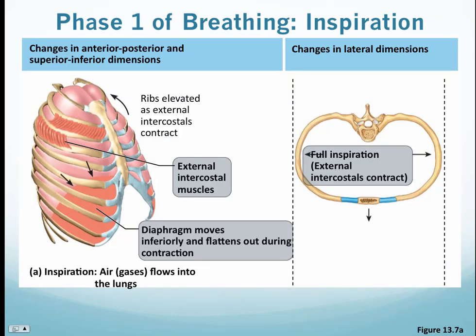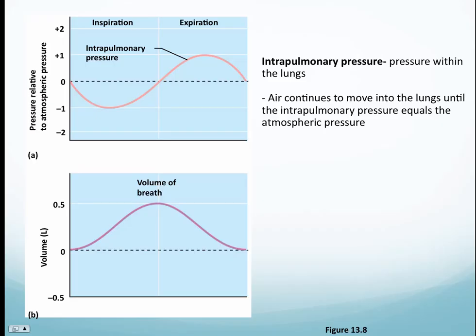Here we have those external intercostal muscles. This is going to contract. So as this contracts, this is going to go in this direction. This is going to go in this direction. It's going to widen this up. Diaphragm is going to flatten out. This full inspiration, this entire region of your thoracic cavity is going to open up more. How does this deal with this pressure?